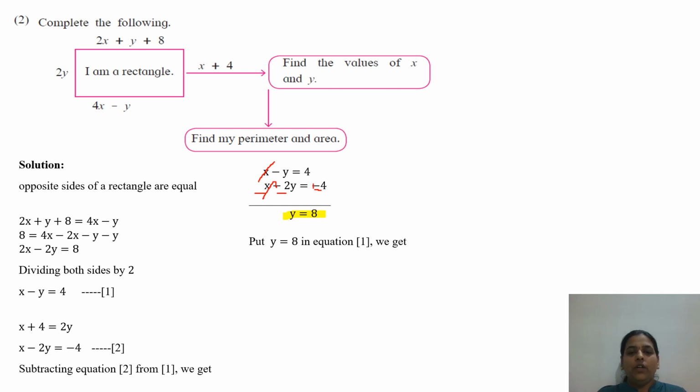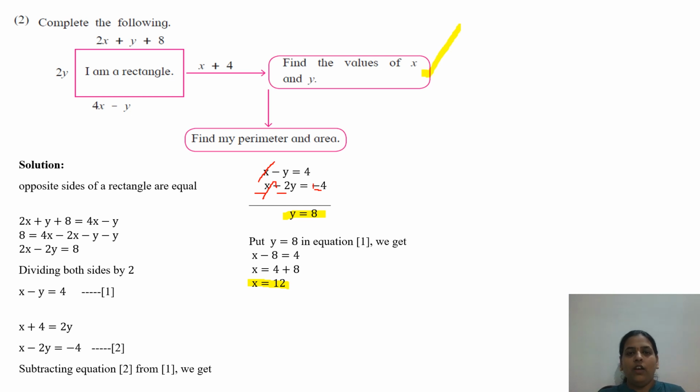Next, put y is equal to 8 in equation number 1. What is your equation number 1? That is x minus y is equal to 4. So instead of y, we want to put here 8. So x minus 8 is equal to 4. Clear? Then x is equal to 4 plus 8. Then x is equal to what? 12. So this is your answer. That is x is equal to 12. Clear? So this part is done here.